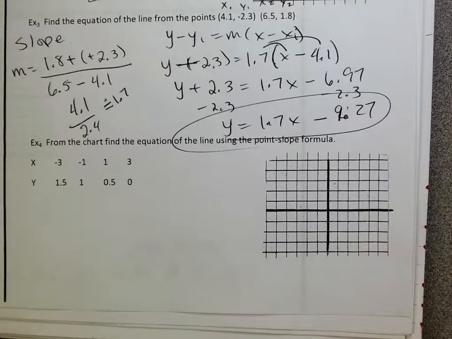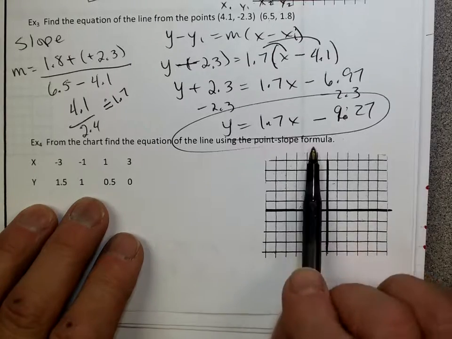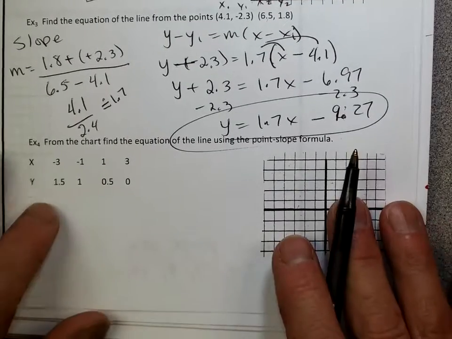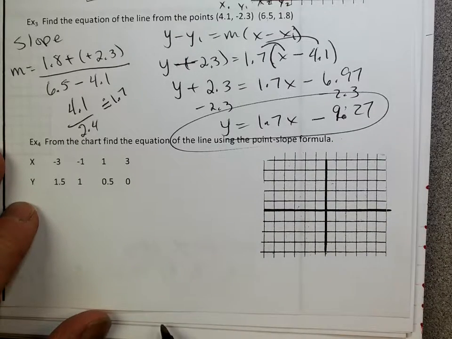Okay. Example 4. So from the chart, find the equation line using the point slope formula. Okay. So if we're going to use the chart, before we graph it, we need 2 points. All right. So I'm going to pick probably the most convenient points.